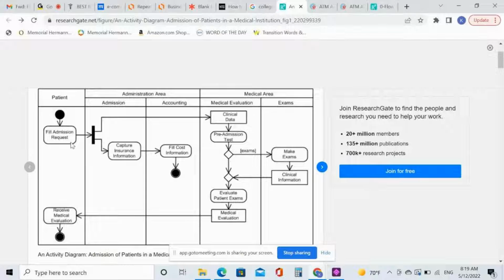She missed the part where, after doing the pre-admission test, they make the exam for the patient, whatever exam we need to do, and then they collect their clinical history information, and after evaluating that information, they go and provide the medical treatment to the patient.